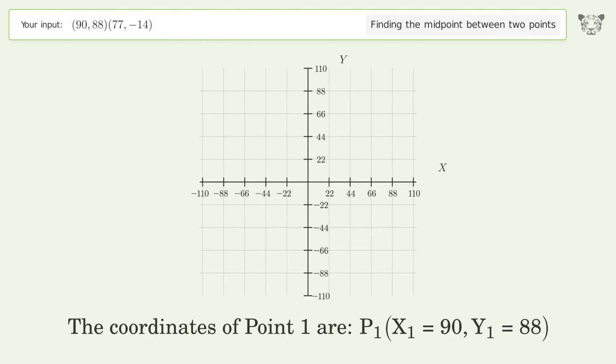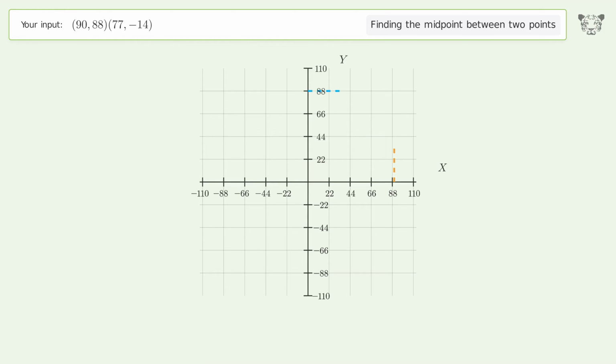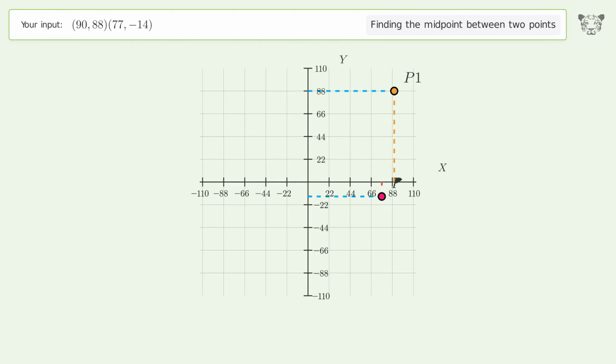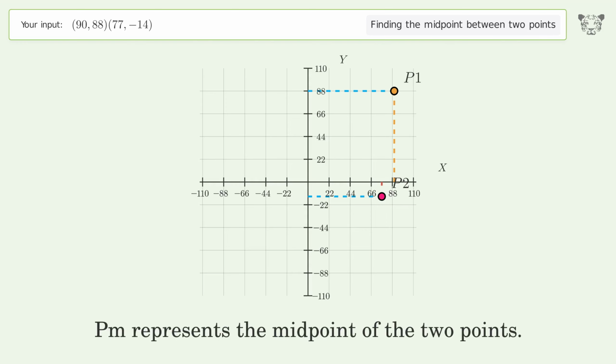The coordinates of point 1 are x1 equals 90, y1 equals 88. The coordinates of point 2 are x2 equals 77, y2 equals -14. PM represents the midpoint of the 2 points.